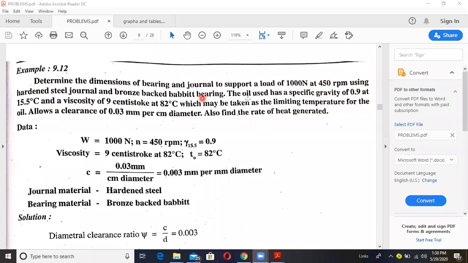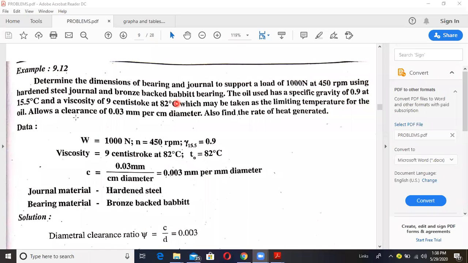Next, they told us the oil used has a specific gravity of 0.9 at 15.5 degrees Celsius. Therefore, gamma, the specific gravity at 15.5, is equal to 0.9. Next, the viscosity is 9 centistokes at 82 degrees Celsius. So they have given the viscosity in centistokes, and at what temperature? 82 degrees Celsius. Therefore, T naught is equal to 82 degrees Celsius.